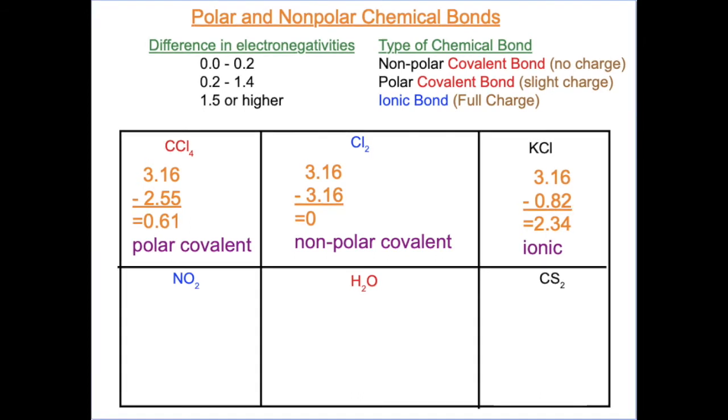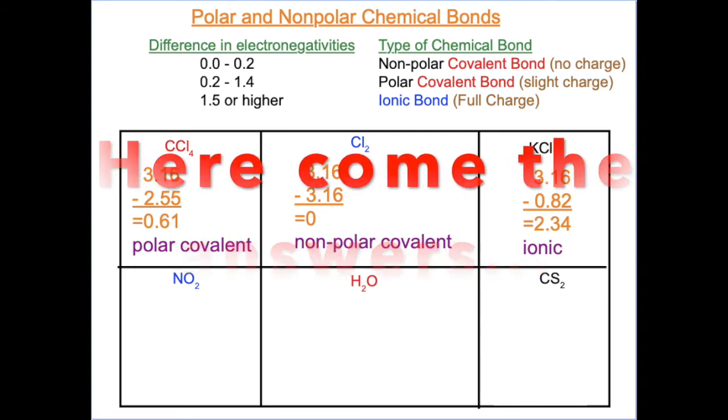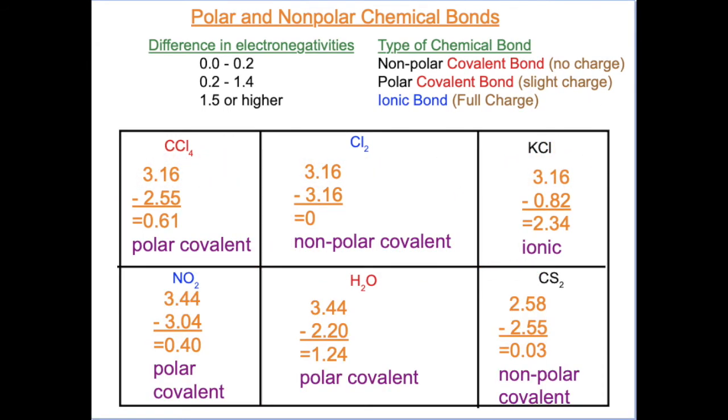Why don't you try the last 3 examples? Pause the video, determine the difference in electronegativities, and determine if the bond is ionic, a nonpolar covalent bond, or a polar covalent bond. The answers will be shown after you resume the video. I hope you got them all right, but check your work just in case.